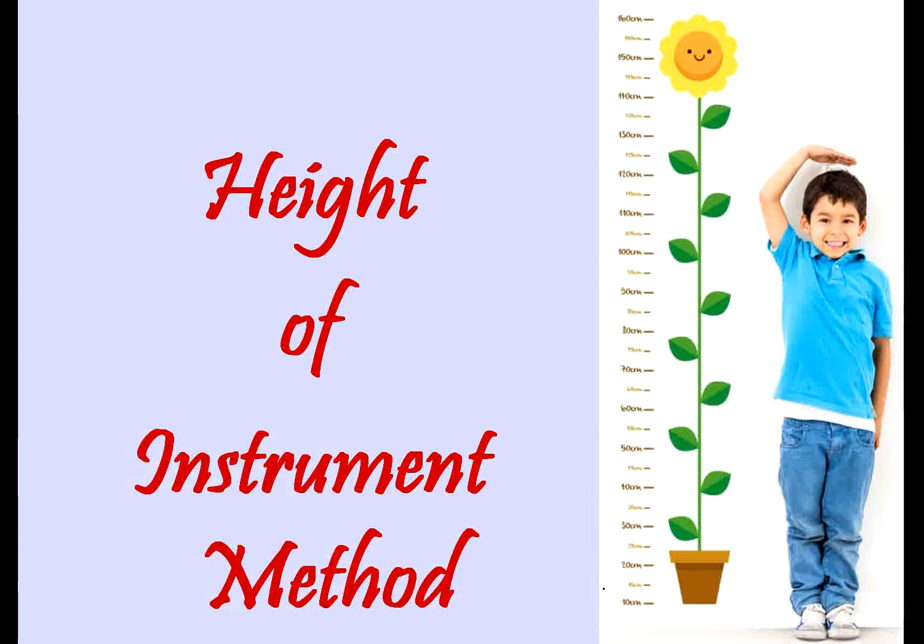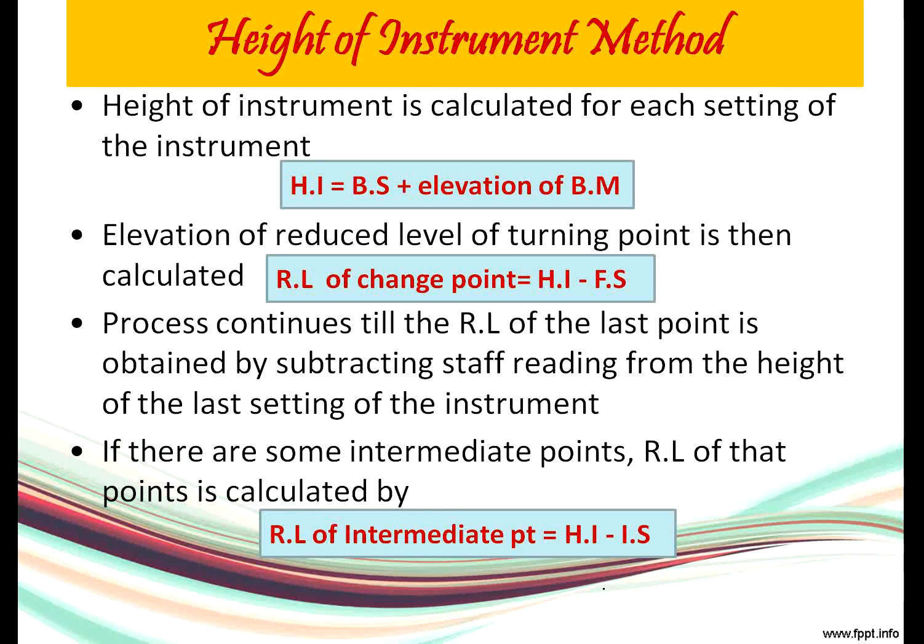Okay, now let us move on to the first method, that is the height of instrument method or line of collimation method. In this method, as we have earlier discussed in several figures, height of instrument is calculated for each instrument setup by the equation backsight plus elevation of the benchmark. Now, if the height of instrument is known to you and you know the foresight also, then you can find the reduced level of another point. Say if you have to find out the reduced level of a change point, then the reduced level of the change point is given by height of instrument minus foresight.